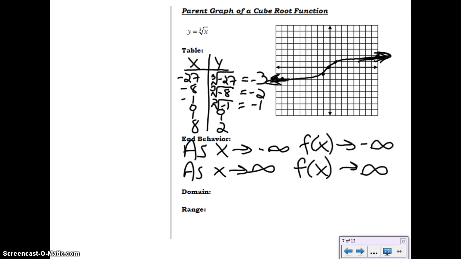Our domain, I will do in red. We are going all the way from negative infinity to positive infinity. And our range, I will do in green. We are going from negative infinity, which is down here, and we are going up to positive infinity. So we are also continuing to go from as far down as possible, because that arrow will continue taking us down, and then the opposite arrow on the right will continue taking us up. So our domain and range are still going to be from negative infinity to positive infinity, just like many of our polynomials are.